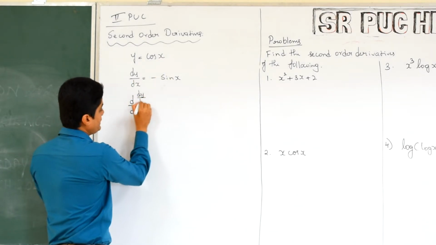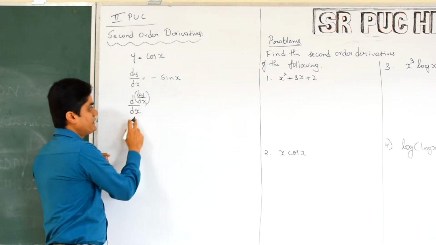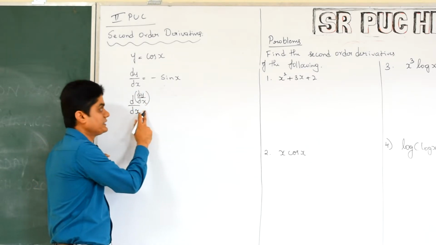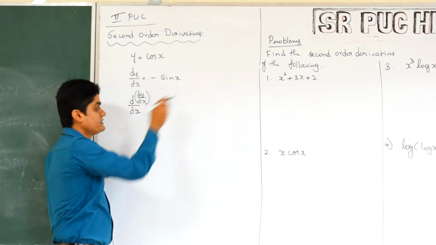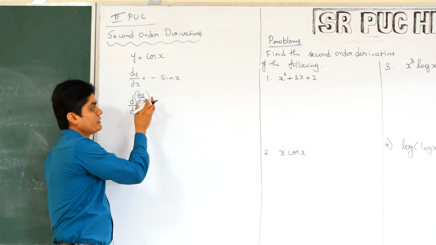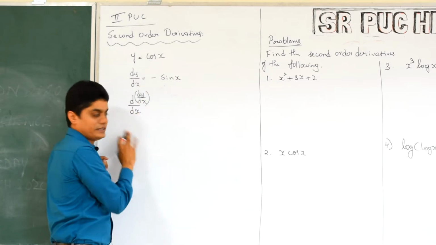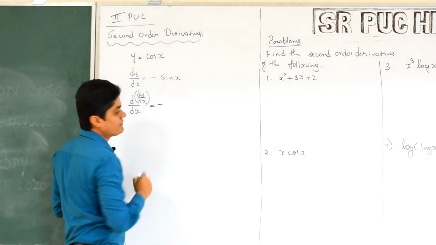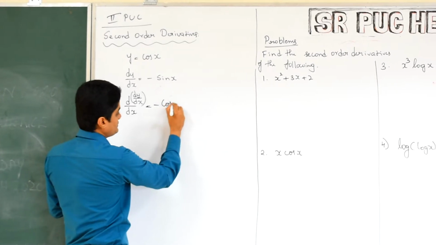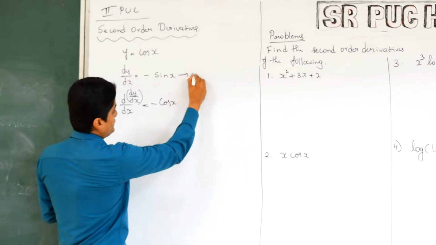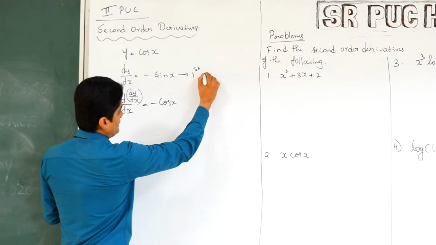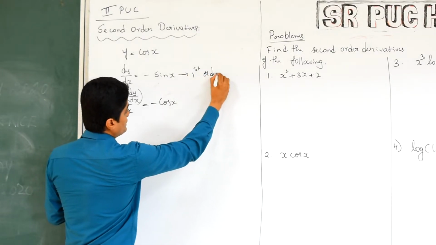So the left hand side I can write like this, d by dx of dy by dx. Why can we write like this? Actually we are differentiating the whole thing, the left hand side as well as the right hand side, with respect to x. So whenever you are differentiating something, you write d by dx. Similarly, what is the derivative of sin x? Cos x. Right now this is known as first order derivative.